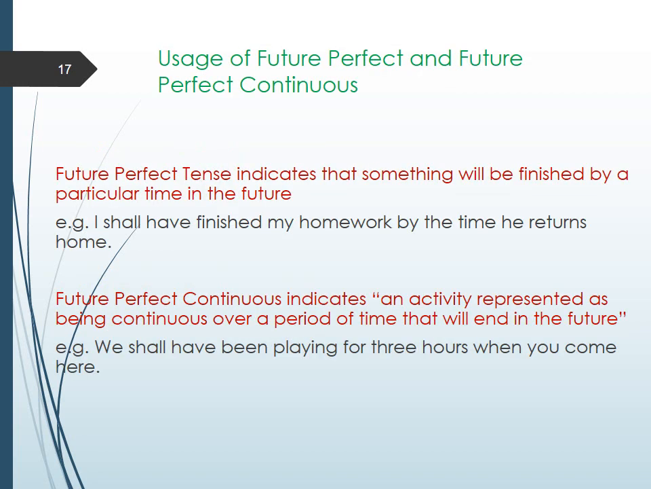Usage of future perfect and future perfect continuous tense. First is future perfect tense. It indicates that something will be finished by a particular time in the future. For example, I shall have finished my homework by the time he returns home. Future perfect continuous indicates an activity represented as being continuous over a period of time that will end in the future. For example, we shall have been playing for 3 hours when you come here.